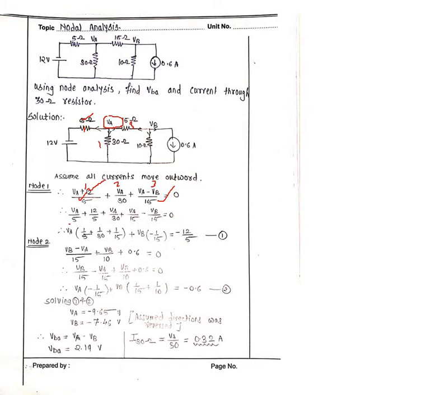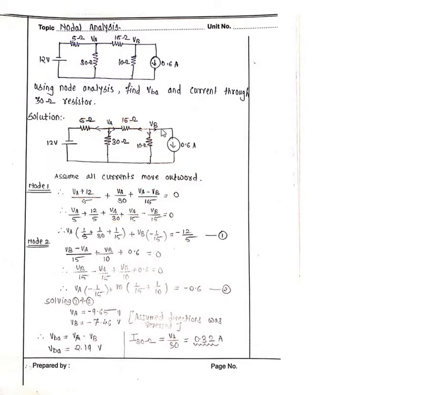Then, what are the VA terms? 1, 2, 3. So VA I will write commonly: 1 divided by 5, 1 divided by 30, 1 divided by 15, plus VB into that 1 by 15. It is equal to this term. I will move this to the other side. So you simplify like that. Similarly, you do the second term also.